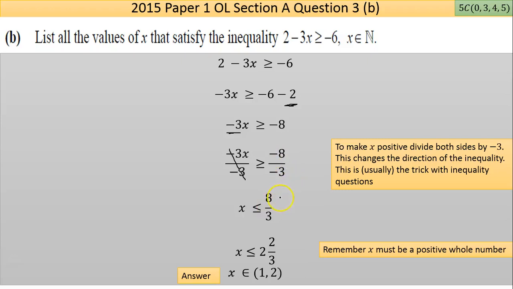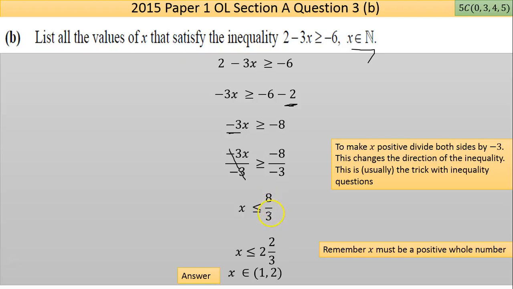It doesn't matter. So our x value, and if you notice here, between those two things, because I divided across by a minus, or multiplied across by a minus, because I've changed signs is ultimately what's happening, the inequality has changed direction. So I'm now saying my x value must be less than or equal to 8 over 3. But my question states that it must be a natural number. So 8 over 3 is the same thing as 2 and 2/3.